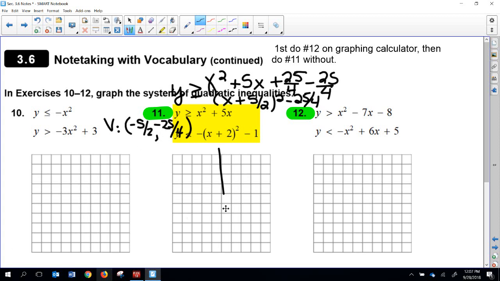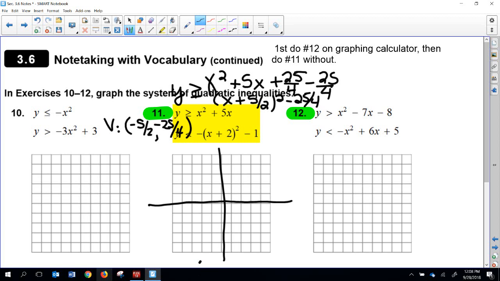So I'm going to have to graph that. So I've got negative 2.5, and then negative, that would be like 6 1/4. So right about there. Down pretty low. All right, so I've got that vertex.